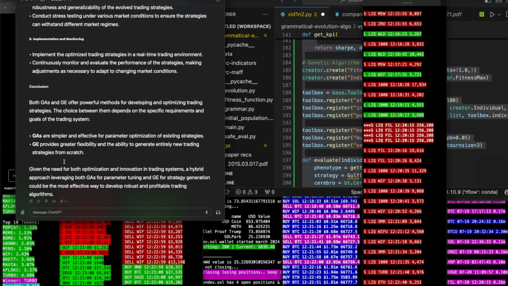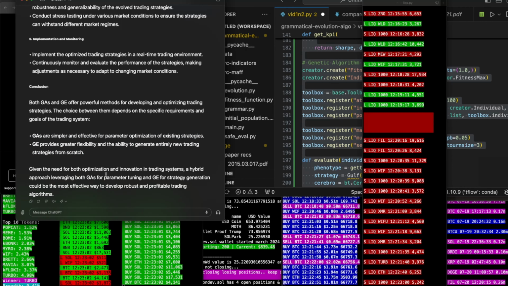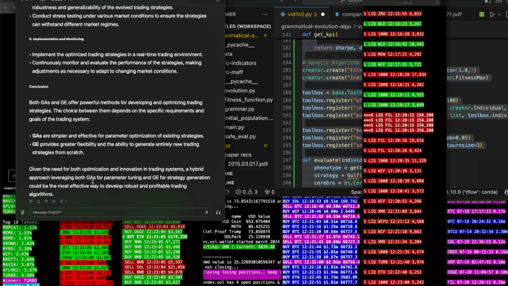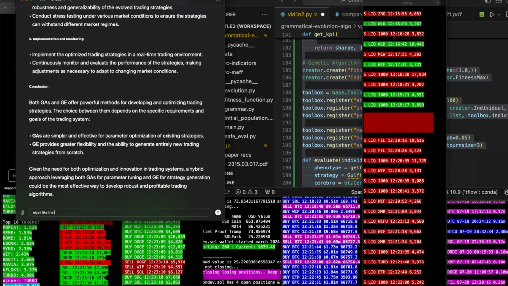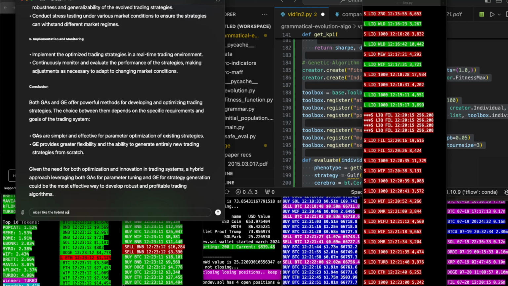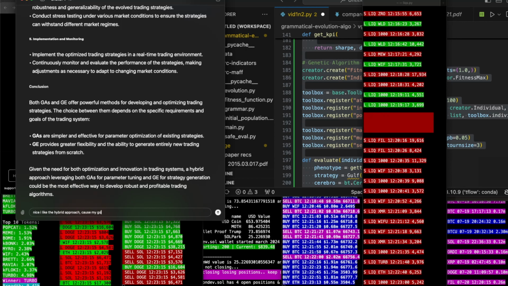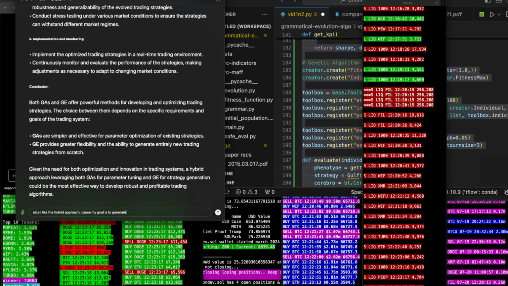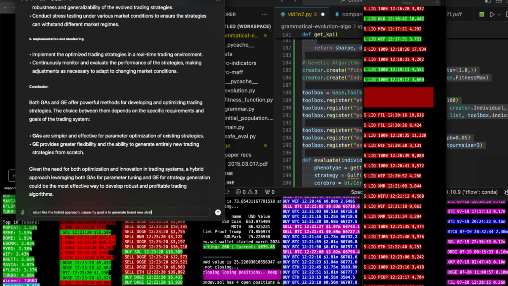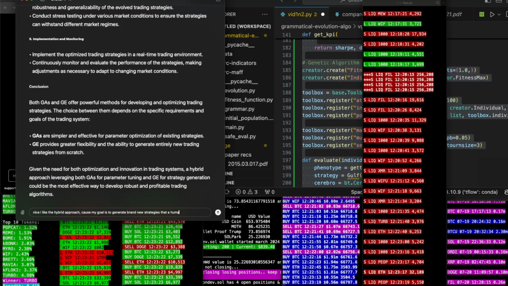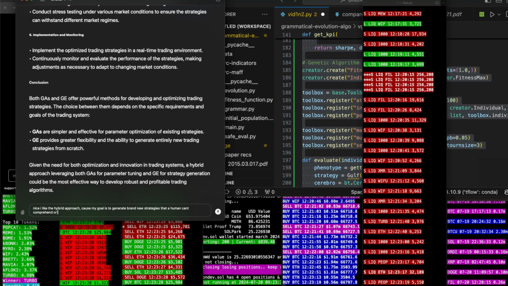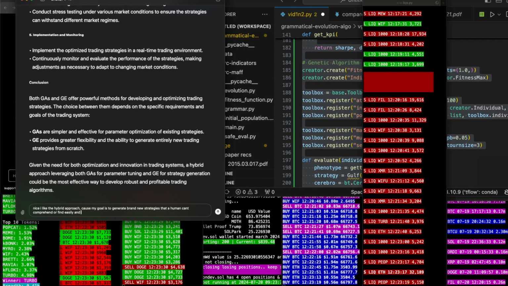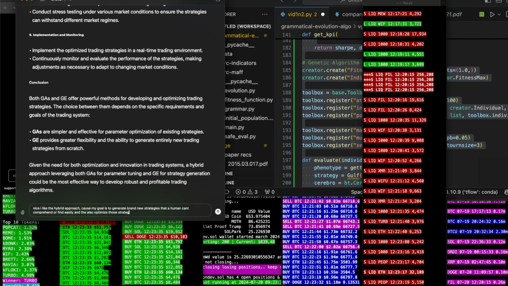Oh, I'm excited about both, but given the need for both optimization and innovation in new trading strategy, a hybrid approach, leveraging both GAs. Nice. I like the hybrid approach because my goal is to generate brand new strategies that a human can't comprehend or find easily, and then also optimize those strategies.